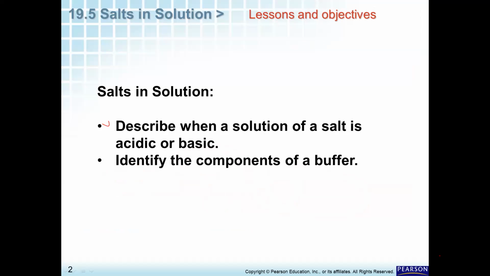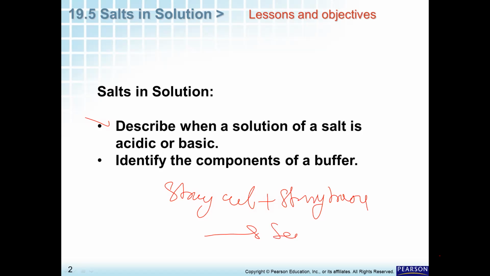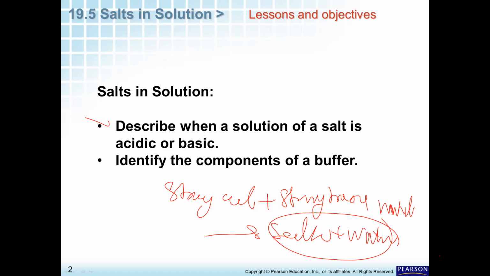So the first thing is, describe when a solution of a salt is formed, whether it's going to be acidic or basic. Of course, when we have a strong acid plus a strong base, we saw that before, last time, that this will produce salt and water. What is the pH of the produced solution here? It is neutral. That's why it's a neutralization reaction. And the pH is going to be 7 when we have a strong acid and a strong base.